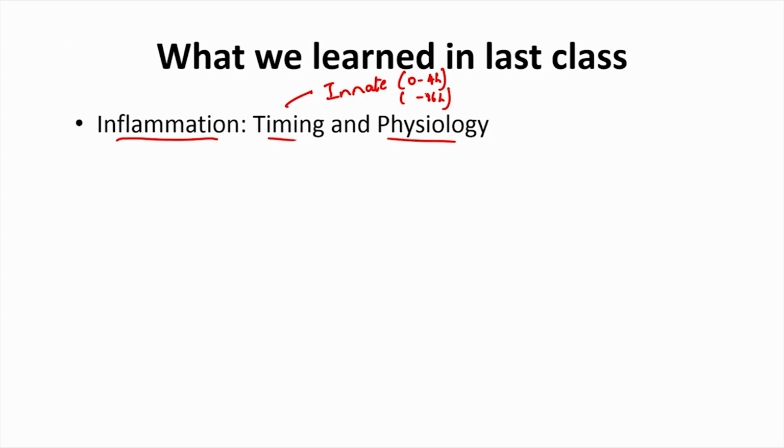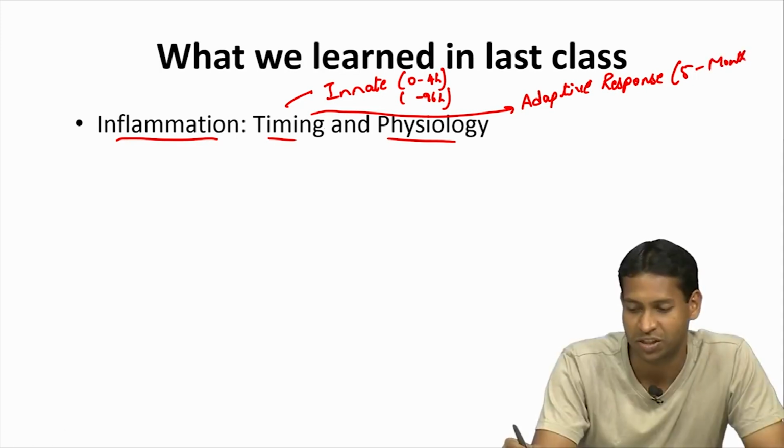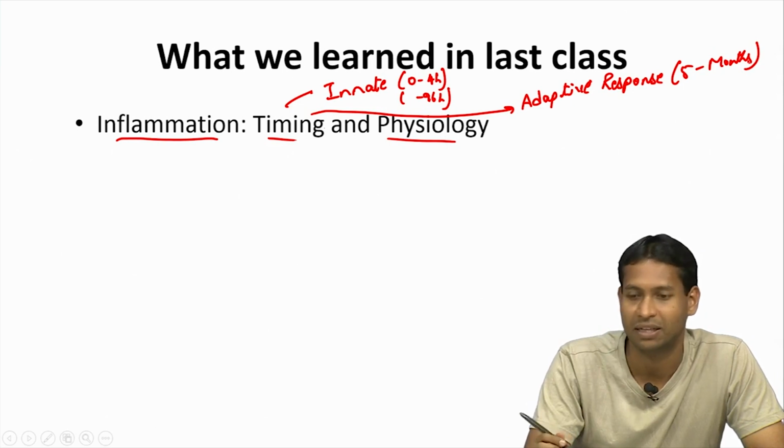But what happens is after 96 hours, that is approximately 4 days, the adaptive immunity kicks in, and that is a much more amplified response. It kicks in from 5 days all the way up to months if the infection persists, and that is what then causes the clearance of anything that is pathogenic.